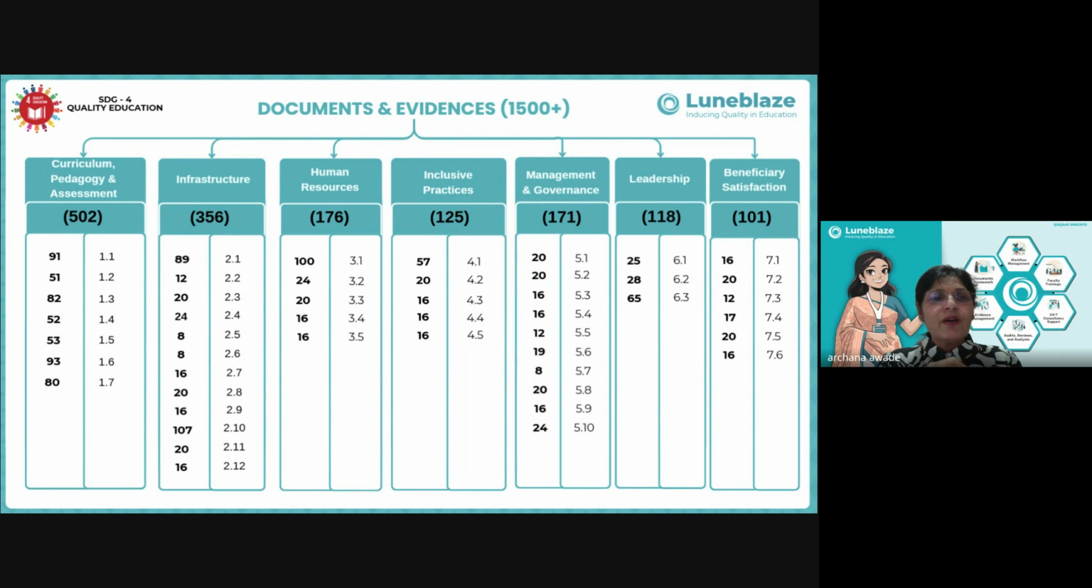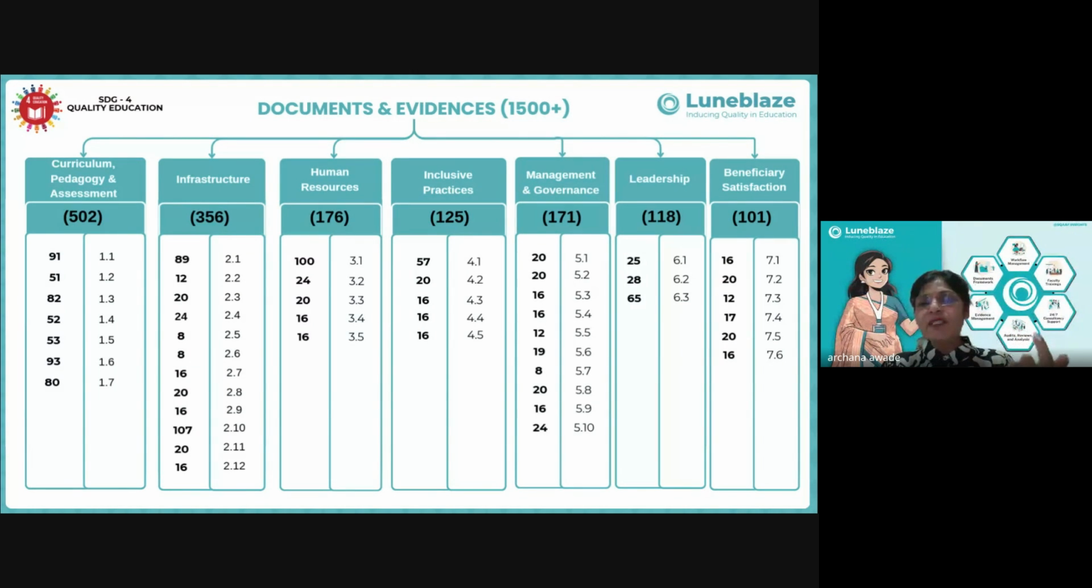So here on your screen, you have the breakdown for the domains. Curriculum, pedagogies and assessment: we have 502 documents to maintain, which covers learning processes, lesson planning, assessments, and innovation. For the second domain, infrastructure, resources, and learning environment, we have 356 documents to maintain, which include physical facilities in the school, digital tools, safety measures, and accessibility compliance.